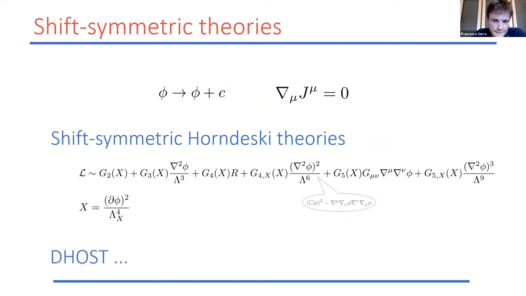You all know very well what Horndeski theories and DHOST are. And let me just say that focusing on shift symmetry can be interesting because you restrict to theories in which the scalar is naturally massless or very, very light. And this can be desirable if one wants to describe also cosmological effects besides astrophysical ones.